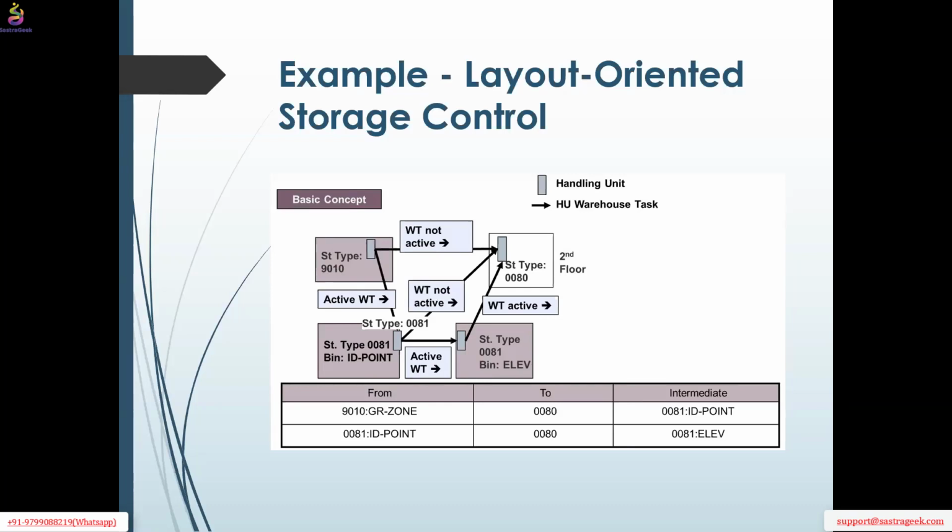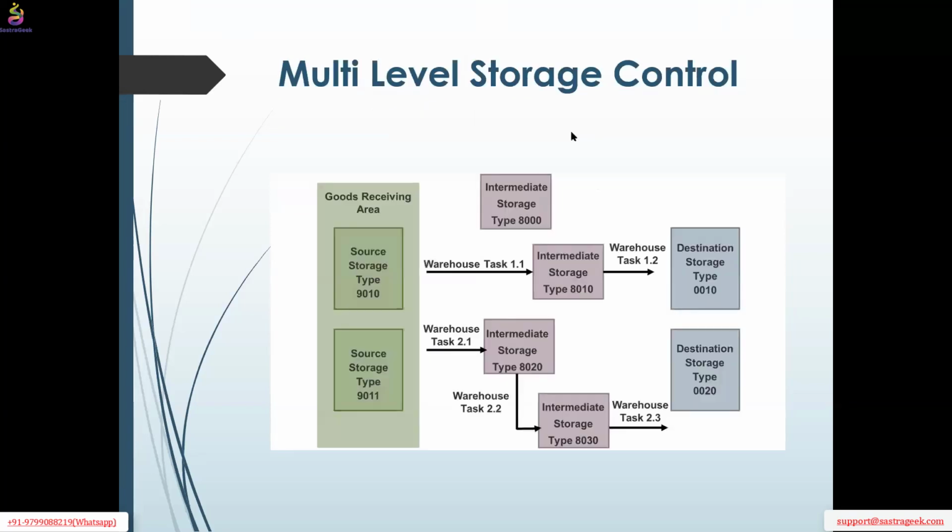This kind of thing is what we call the layout, and this layout oriented storage control is mostly used only in semi-automated warehouses or automated warehouses. The process oriented storage control is mainly used in process driven steps, so we cannot make use of it there. But layout oriented storage control is where we have the layout process with certain automation steps that get created here. That is where the layout oriented control comes into the picture.